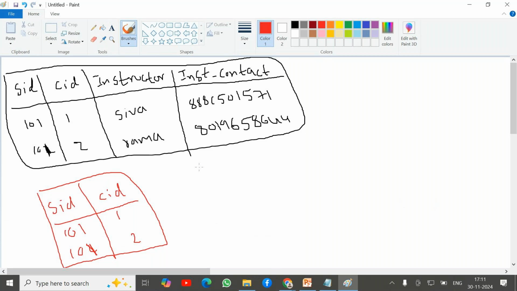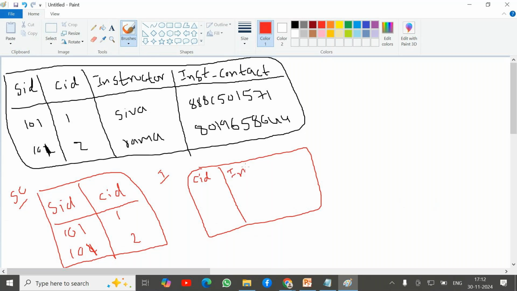Next, another table, the instructor table. This is the student course table, and this is the instructor table. In that one: course ID, instructor name, and instructor contact.